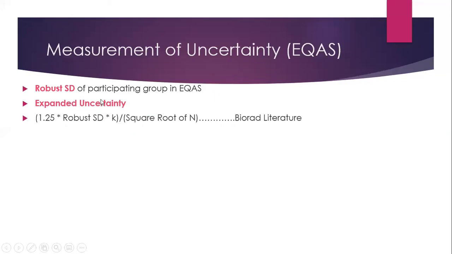What will be the measurement of uncertainty in case of EQAS? It is different from measurement of uncertainty of a laboratory. That was part of IQC, and this is the part of EQAS. It is the robust standard deviation of participating groups in EQAS. The expanded form is given by this. This is from Bio-Rad literature.